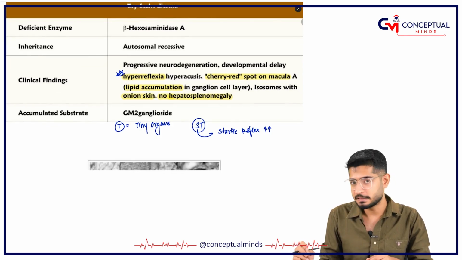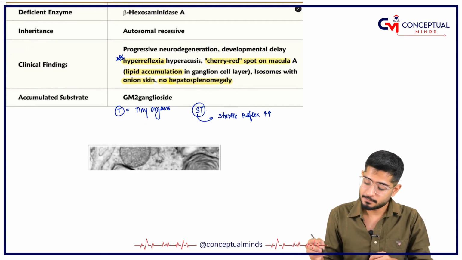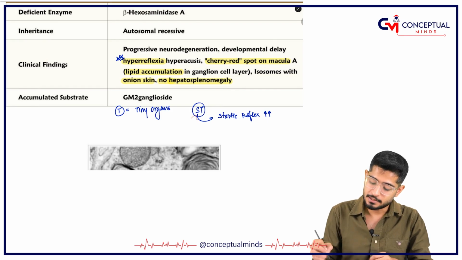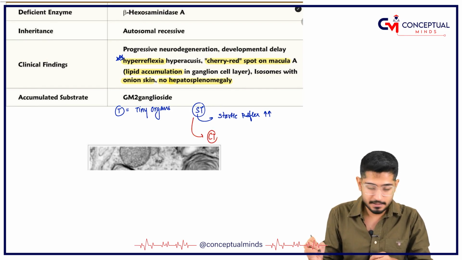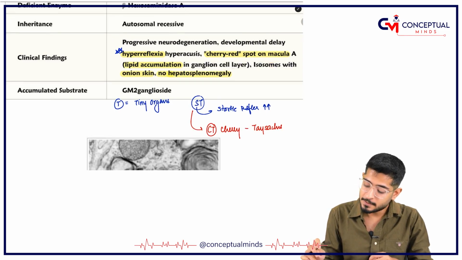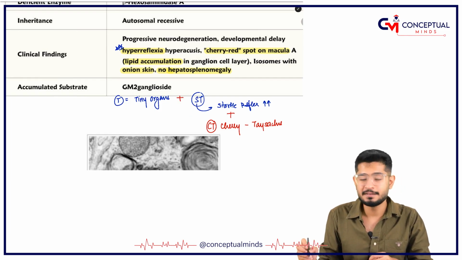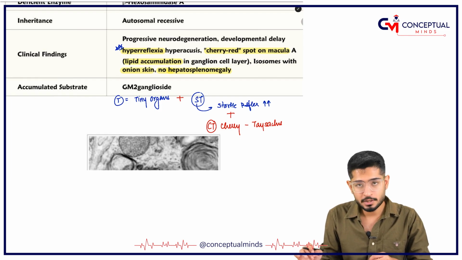And cherry red spot is extremely important. Cherry red spot is important for this. So please remember, just like ST, there is something called CT scan, right? So cherry red spot is seen in what? Tay-Sachs disease, but remember the combination: cherry red spot plus startle reflex increased plus tiny organs. Okay, you got it?